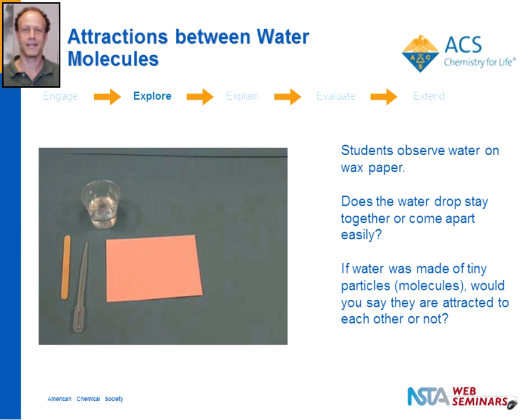So basically what we ask kids to do is just put like 5 or 10 drops of water in the same spot on wax paper, and just give us some observations. What's it look like? Does it spread out? Does it stay together? How about if you move the card around, what does it do? And kids say, oh, wow, it stays together. How about if you try to get it apart?